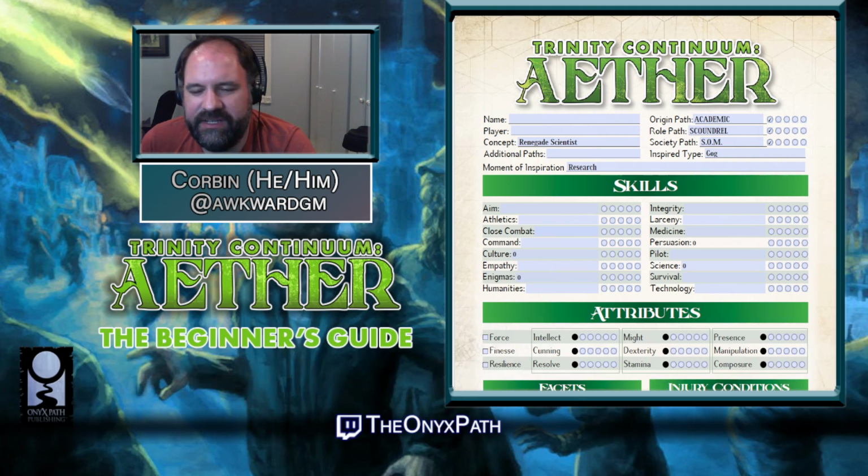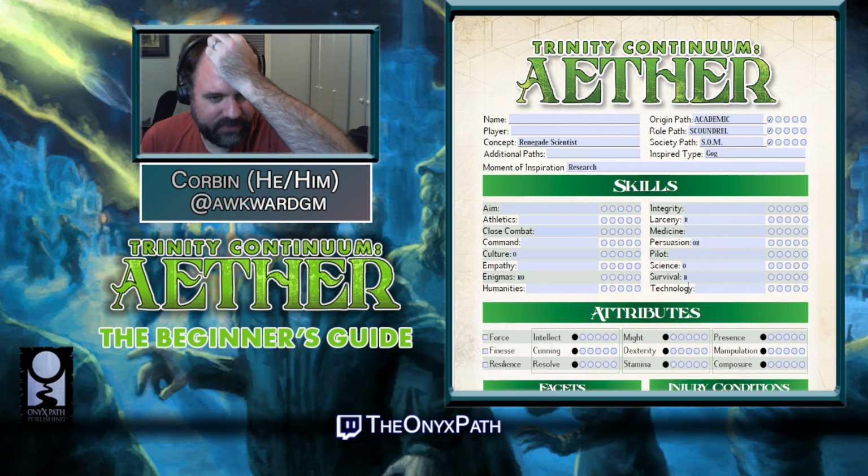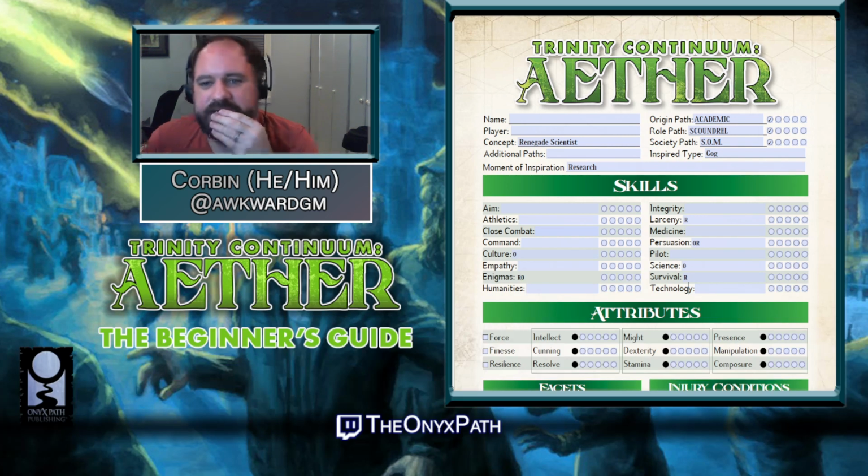And then our next one is our scoundrel path, which is going to give us access to enigmas, larceny, persuasion, and survival. So that's our role. Enigmas, larceny, persuasion, survival. And then our last one that we've got here is our Society for the Opposition of Monsters. So that's our S. That's going to be aim, close combat, integrity, and then survival.